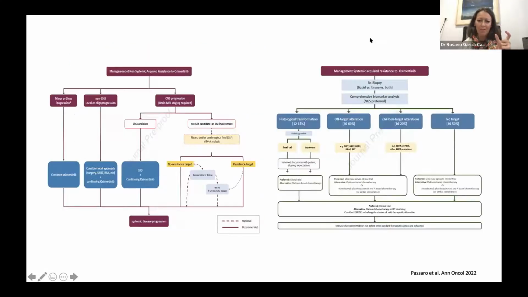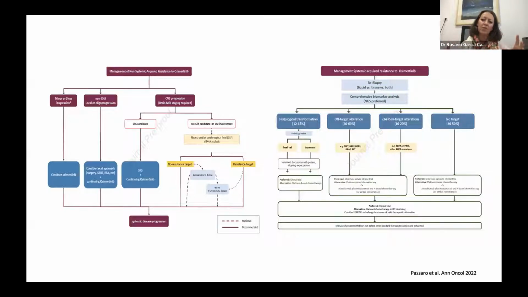So with this in mind, we need to try to figure out the whole picture. So we use the best approach from the very beginning, and then what? This is a very, very recent publication. I really enjoy this publication, and they analyze different situations, and specifically when they talk about the management of progression after osimertinib treatment, they divide in local progression and systemic progression. If it's local, they recommend local therapy plus osimertinib beyond progression.